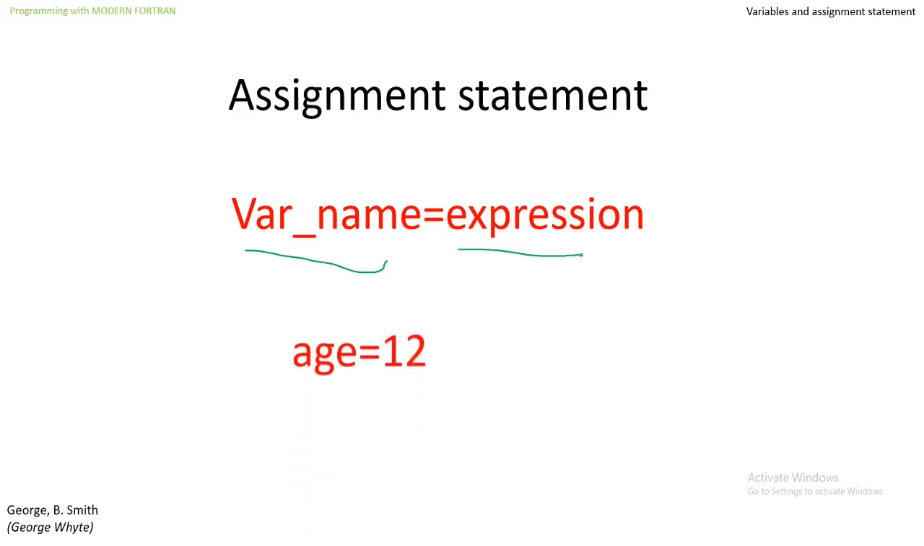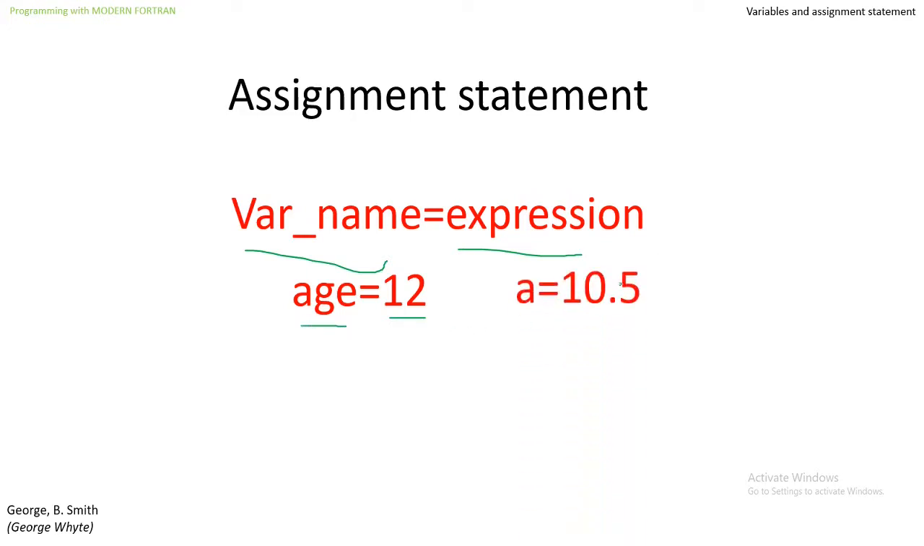So the first example we have is something like this: age equal to 12. Now in age equal to 12, 12 becomes the expression and age becomes the variable name. Or if I have a equal to 10, in this case this is the expression, this is the variable name. So you get the gist. Generally expressions lie on the right hand side, while variable names must always lie on the left hand side.